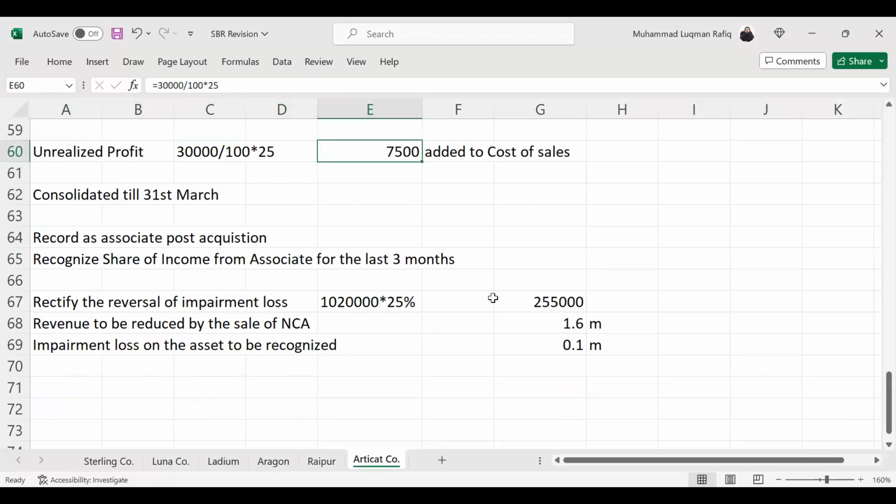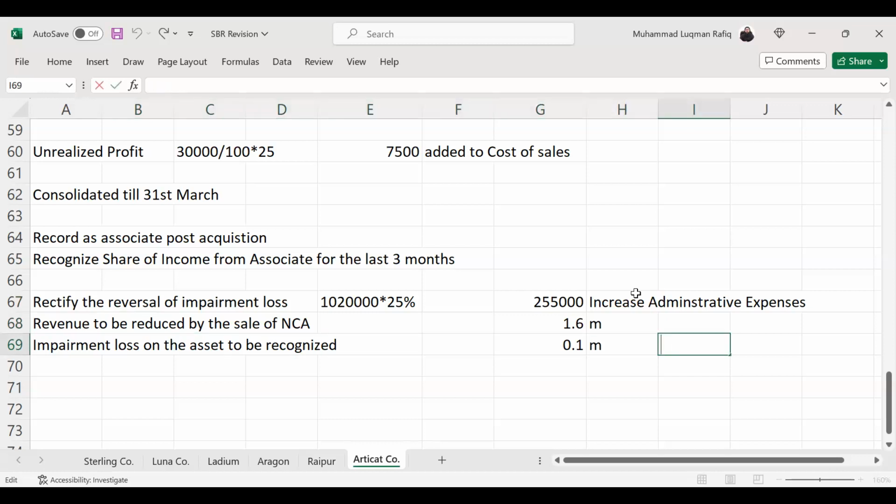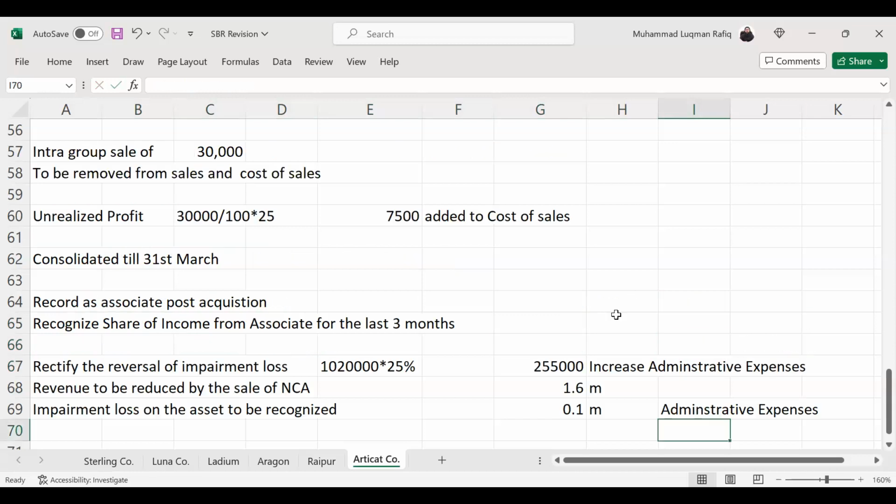Then the impairment loss needs to be removed from the administrative expenses. I mean, what you have done is that you have actually reduced the administrative expenses. So you would increase the administrative expenses. The revenue needs to be reduced, and this impairment loss needs to be recognized for the administrative expenses. That's how you will do it. So the adjustments that you have to do are going to be like this.